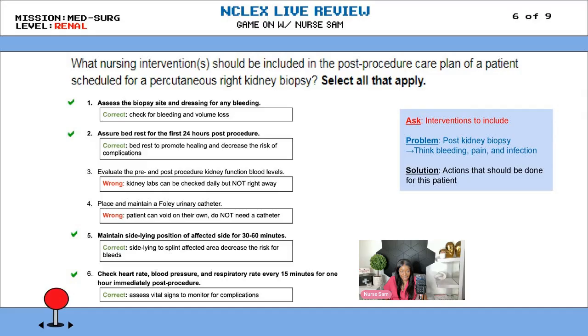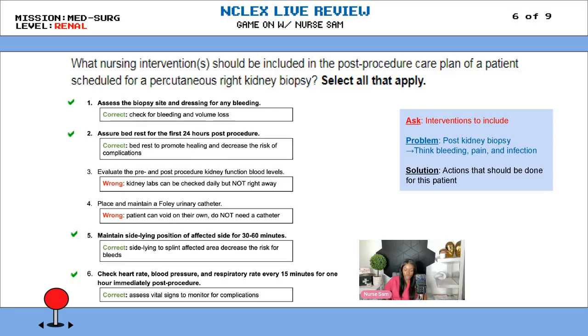You want to maintain that sideline position to splint that affected area to decrease the risk of what? Bleeding, pain, and infection, right? And then 6, definitely want to check those vital signs, heart rate, blood pressure, respiratory rate. Definitely. You want to check that every 15 minutes for 1 hour.